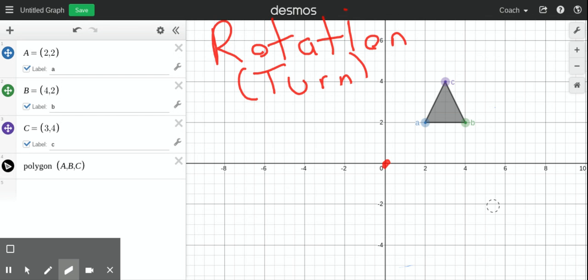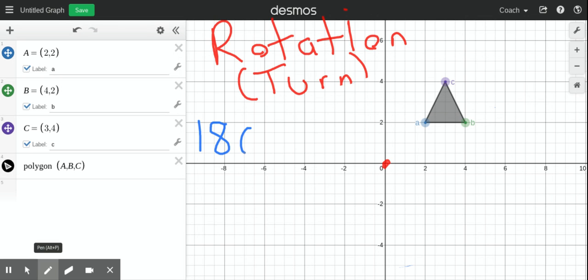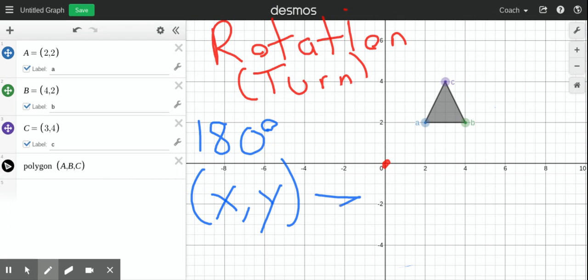All right, so we've got to do the rotation rules. First things first, the 180-degree turn. Basically, a 360 would be all the way back to the same spot, so no big deal. But for a 180-degree turn, if both x and y are positive, then they're both going to be negative. If they're both negative, they're going to be both positive. They're basically going to be the opposite of what they were.